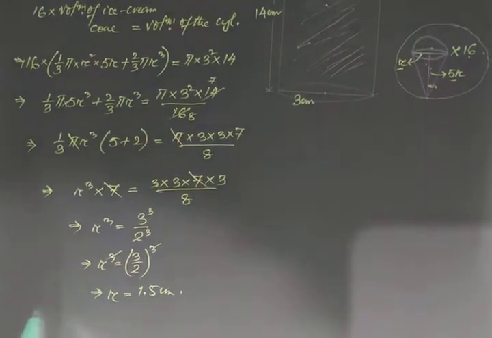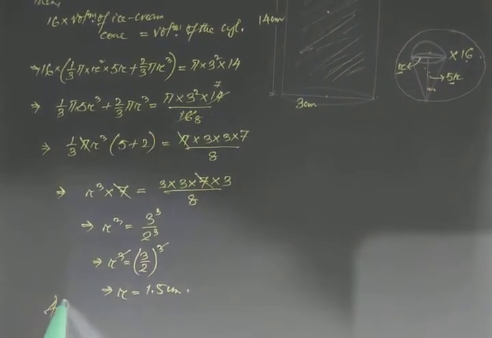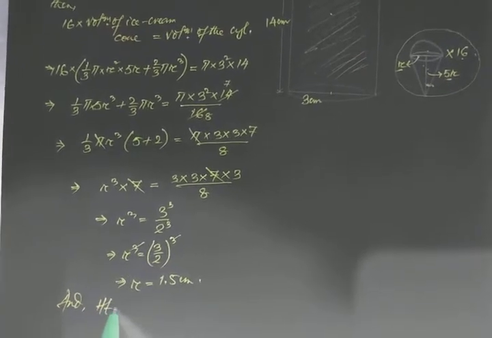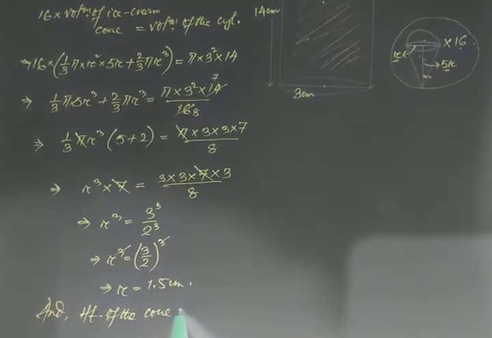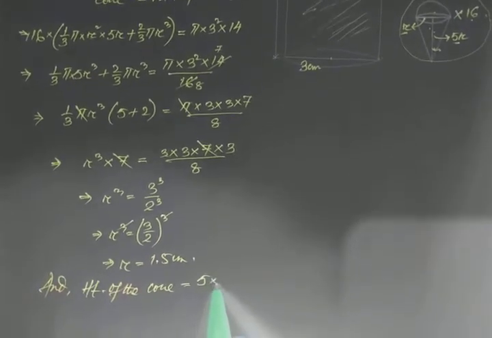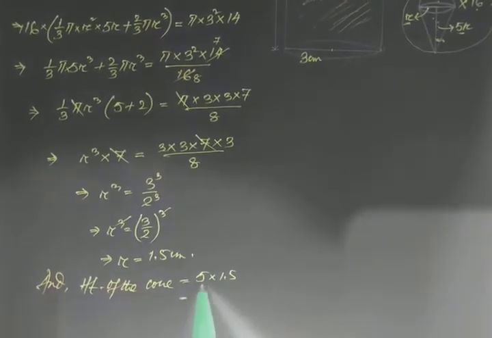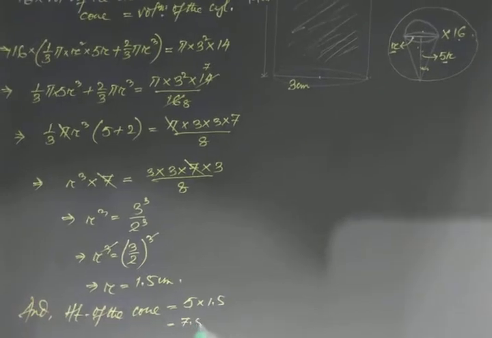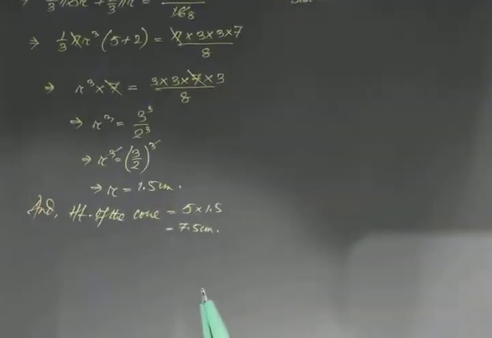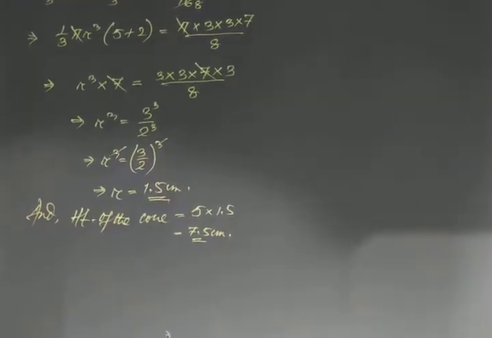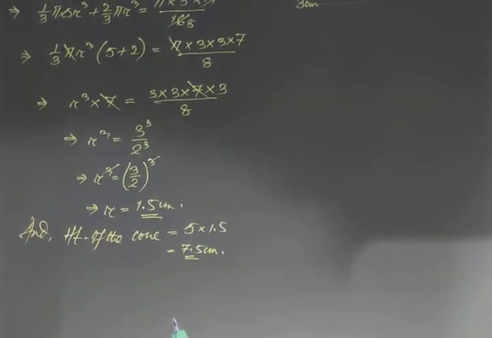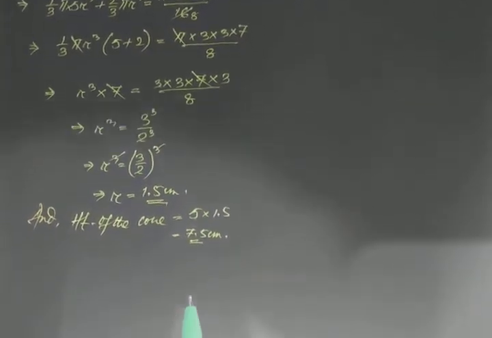Now let's find the height. And height of the cone will be 5 times of the radius, that is 1.5. 5 into 1.5 gives 7.5 centimeter. Now that we have the radius as well as the height of the cone, we can now easily find the volume of the ice cream cone.